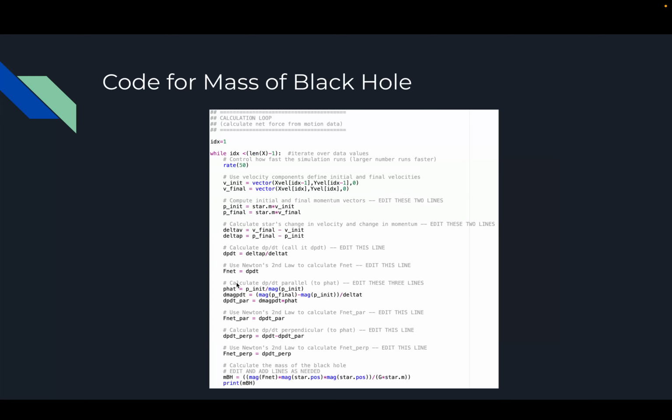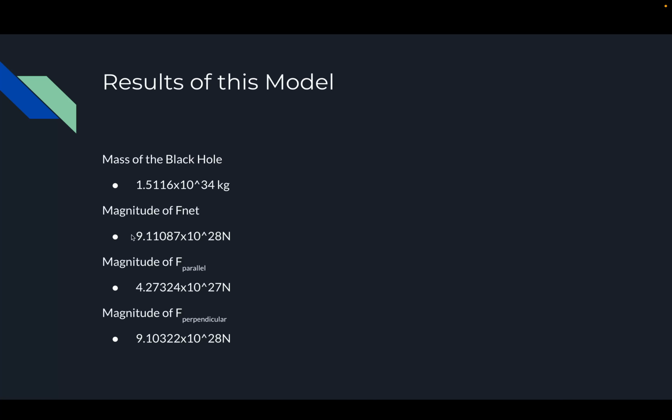Then here's the code for the black hole. You can see how we find the change in net force right here using dp dt. As was discussed earlier, this is the mass of the black hole, and then, of course, the magnitude of the force is going to be also huge, but it's notable that the force parallel is going to be much lesser than the magnitude of force that is trying to turn the planet. But even so, they still add together to result in this vector here.